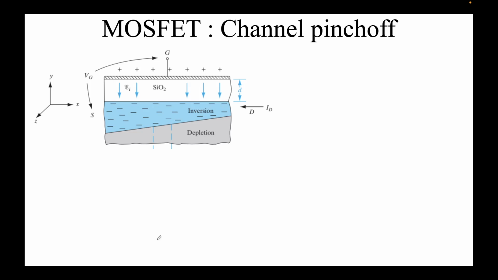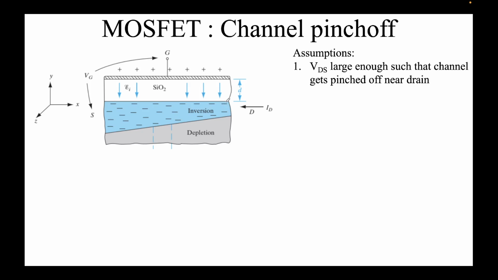That state of the transistor is known as channel pinch off, because now you have pinched off the channel. The inversion layer is no more continuous. When does that happen? When VDS is large enough such that the channel gets pinched off near the drain. So this will always be onset at the drain itself, right? We'll see what happens if we increase the voltage even further.